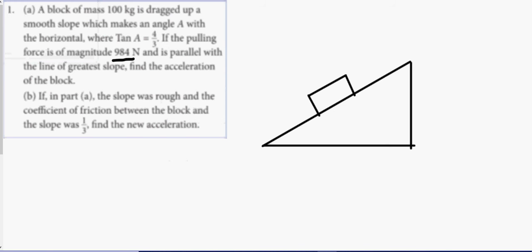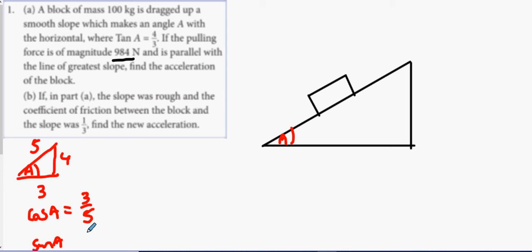Okay, a mass of 100 kilograms is dragged up a smooth slope which makes angle A with the horizontal. So this is angle A here. What we're quickly going to do is a quick triangle here. Tan is opposite over adjacent, that is 4 over 3. Then we do the hypotenuse, so this means cos A is 3 over 5 and sine A is 4 over 5.